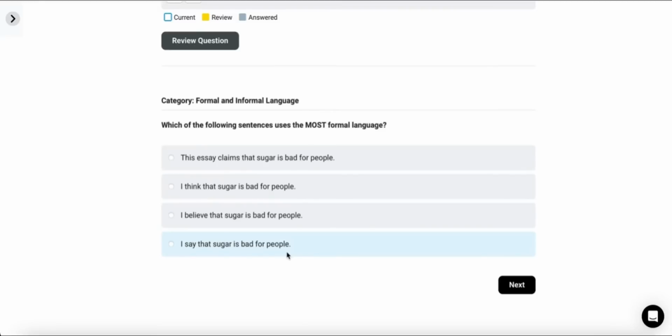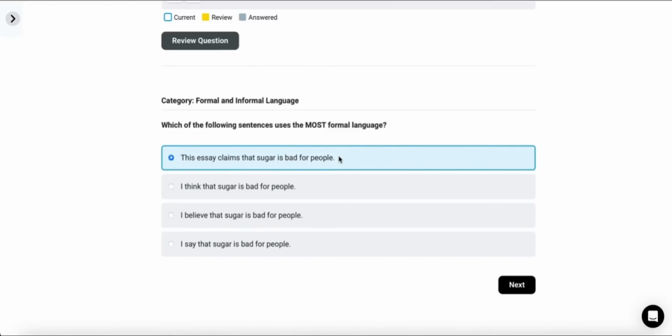Formal writing in general tries to be as objective as possible. So you don't want a personal opinion stated in formal writing. So, in this case, the correct answer would be, this essay claims that sugar is bad for people. This is the only answer that is not a personal opinion.